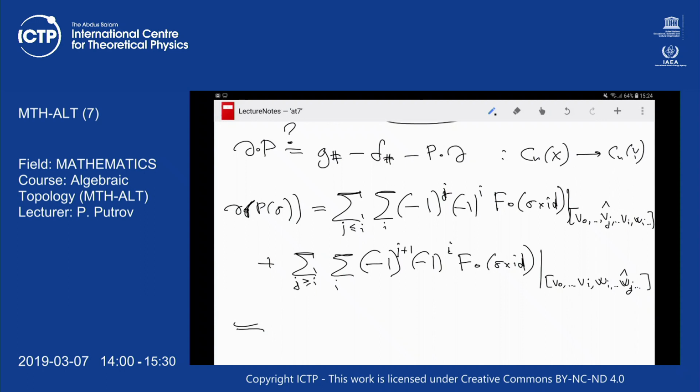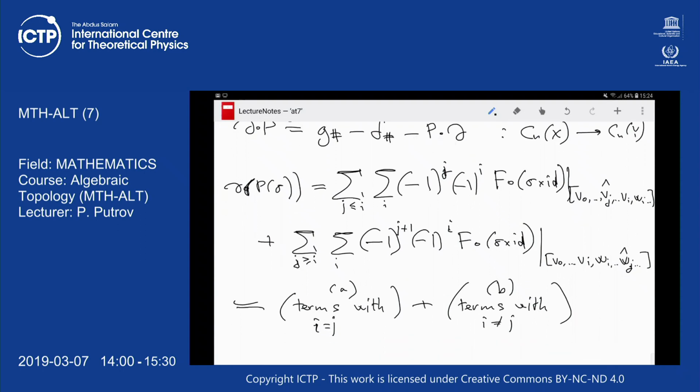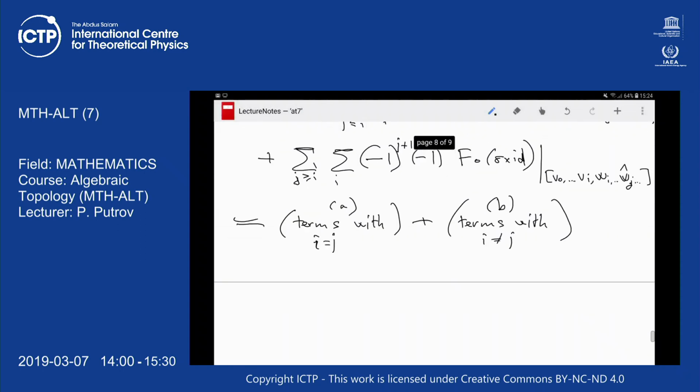Now the whole thing, we want to recombine into two terms. First, the part A, which will be all terms in these two double sums such that I equals J. And the second part, B, will be terms with I not the same as J. Okay, so let me consider the part A.